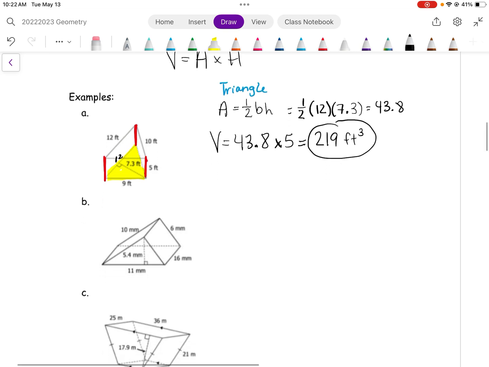Now, I like that A and B are paired together because both of these are triangular prisms. So that means both of these have bases of triangles. However, in A, the triangle was on the bottom, but in B, the triangle is in the front. So it's kind of like it's turning the prism on its side. This is now your base. The base is the triangle still. It's not the bottom. It's not the rectangle. So when I go to find the area of the base, it's going to look the same. I'm going to use 1/2 base times height because I have another triangular base. So I'm going to do 1/2 times 11 times 5.4. That's my 1/2 base times height.